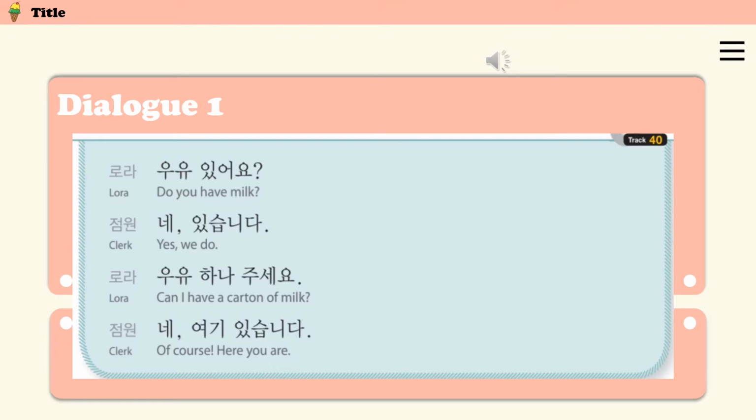제5과 물건 사기 2. 대화 1. 우유 있어요? 네, 있습니다. 우유 하나 주세요. 네, 여기 있습니다.